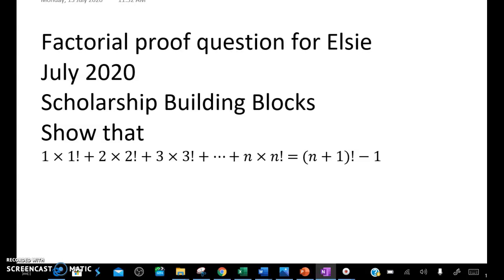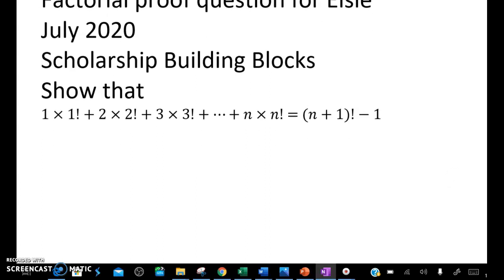This is a factorial proof question for Elsie, and it's got two different ways of doing it. One of the ways you can do this is with a kind of direct proof method, and the other is using induction. It's quite a hard problem to see what to do to start with if you haven't got your eye in for factorial problems.